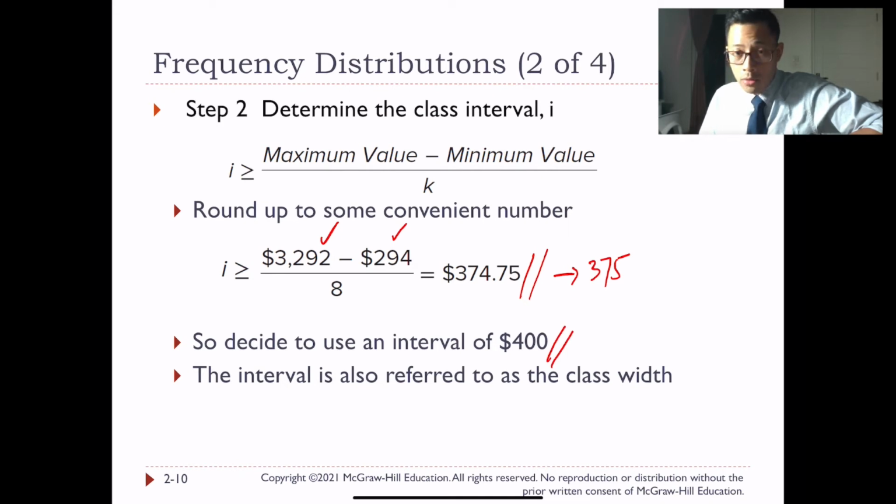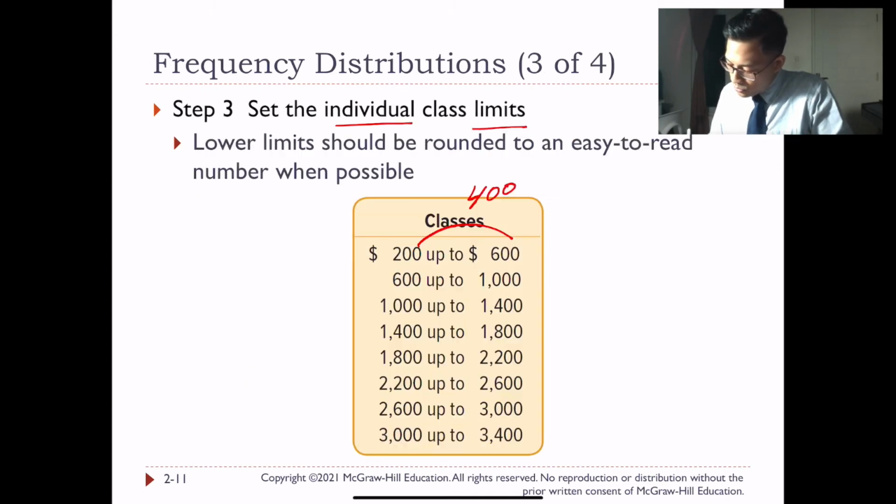Again, this is not going to be a fixed formula in the sense that you have to use the number generated by this formula. No. You can actually be more flexible in that sense to create the classes. So in this particular case, we're going to use an interval of 400. Just to get yourself acquainted, the interval can also be referred to as the class width.